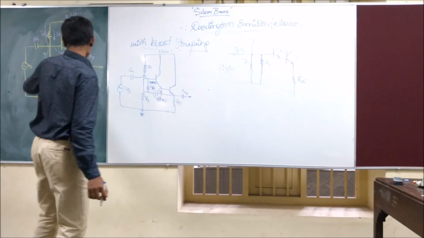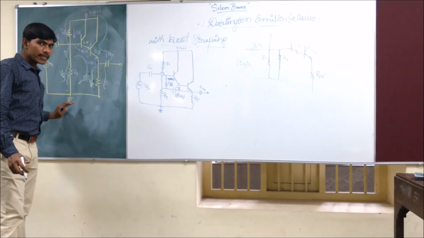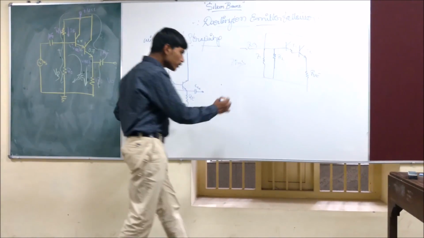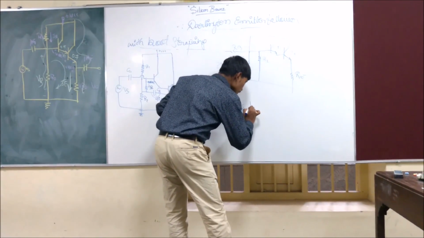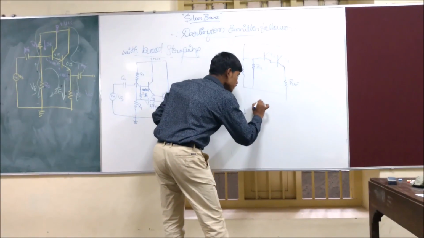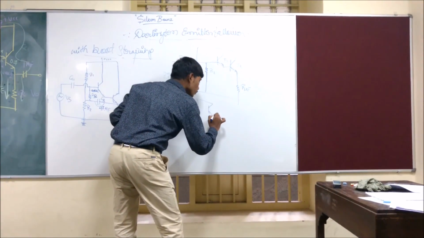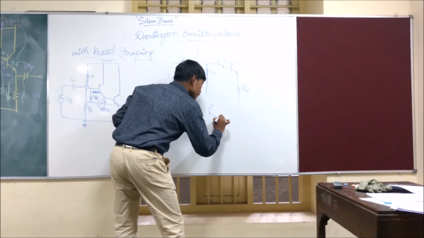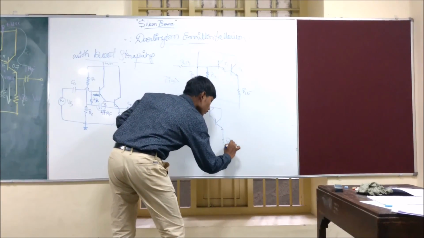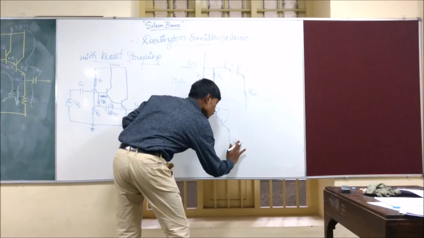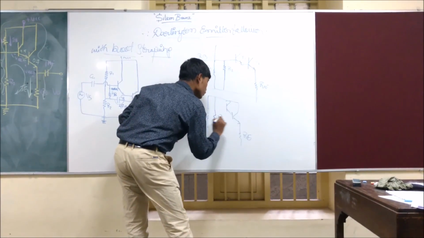Without bootstrapping, we take this circuit. What happens when you do an AC analysis? You will ground the DC component. If you ground the DC component, what happens? That's R1 parallel with R2, right? You see that? R1 parallel with R2, and you are taking the output at the RE, okay? And then R1, R2.